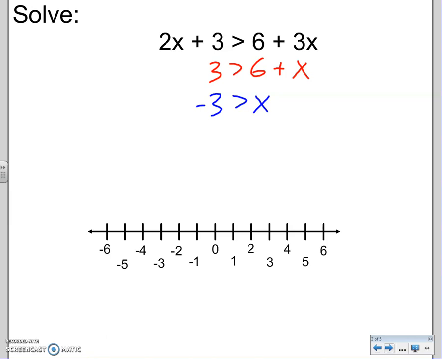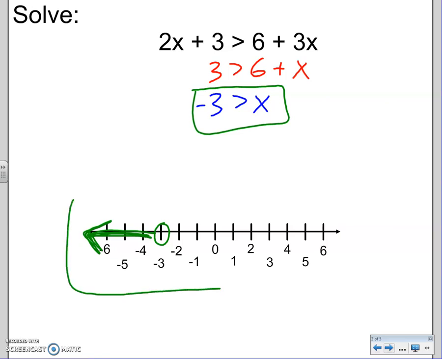Now I said always look from the perspective of x. So we're looking at x. Is x bigger than -3 or smaller than -3? x is less than. So when x is less than, we're going to shade left. So I'm going to go to -3, put an open circle, and shade left. I need to see the graph and this. This plus the graph together is the answer. So there's the inequality and there's the graph.